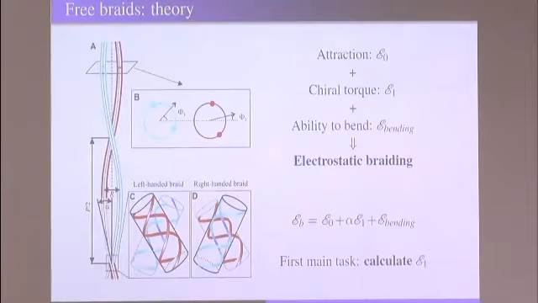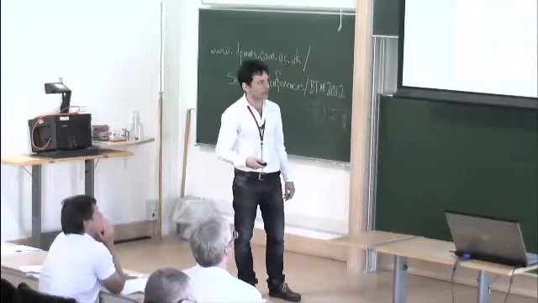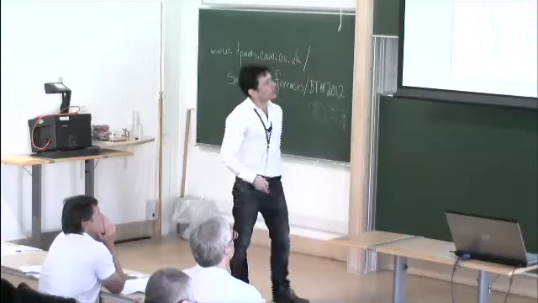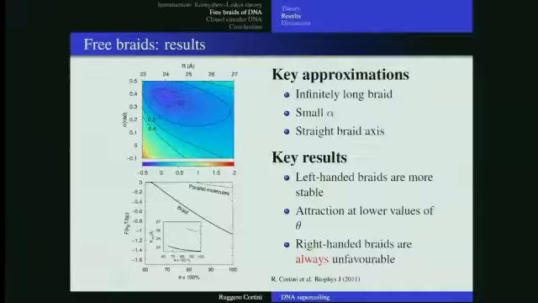So the main ingredients are the attraction, which is modeled in this term in the total energy E0, which was already calculated back in '97, and then the bending energy, which is an energetic cost of bending, of course, which is calculated in the elastic rod theory, and then the chiral torque. And this was the first thing that I had to calculate. The calculation was sketched by Dominic Lee and took several kilos of paper to be performed. So what I want to tell you is the results of the theory.